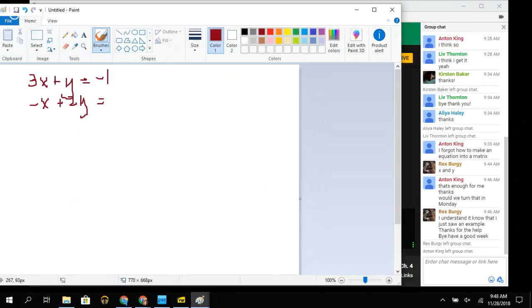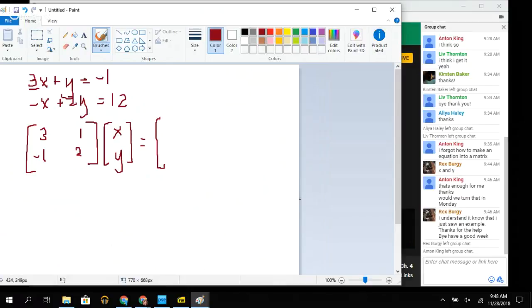All right, so here's another system of equations. If we want to solve it using a matrix, we have to rewrite this as a matrix. So the matrix would look like this. It would be 3, that's the number in front of X, 1, -1, because there's a negative in front of X, and 2. And that's multiplied by X and Y. And that equals -1, 12.